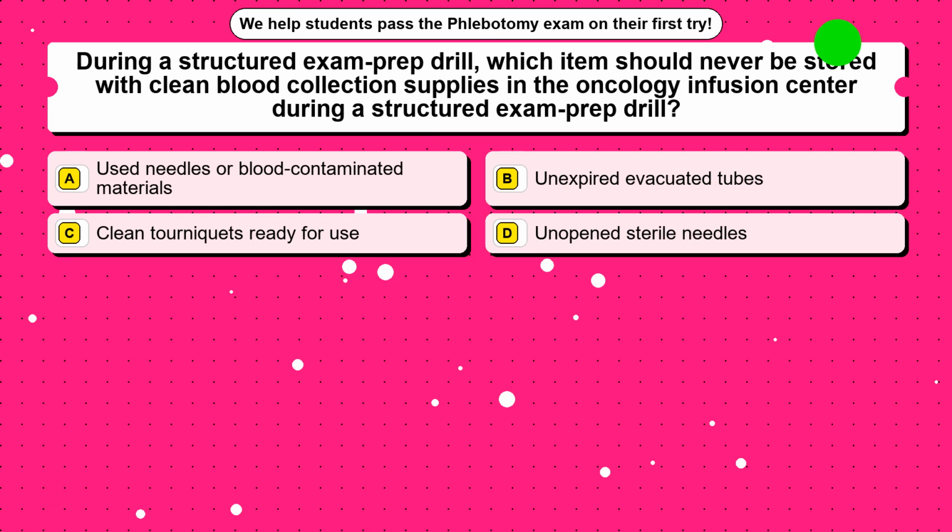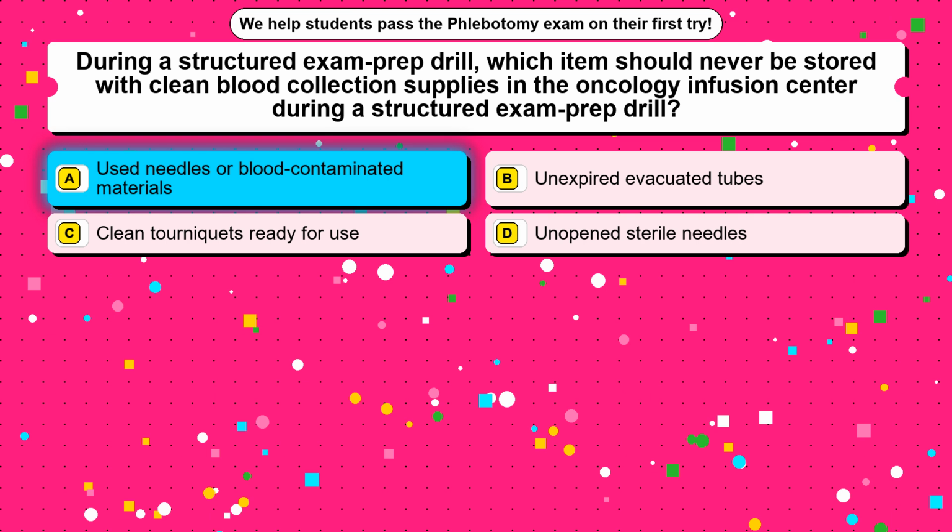Question 98. During a structured exam prep drill, which item should never be stored with clean blood collection supplies in the Oncology Infusion Center? Option A. Used needles or blood-contaminated materials. Option B. Unexpired evacuated tubes. Option C. Clean tourniquets ready for use. Option D. Unopened sterile needles.